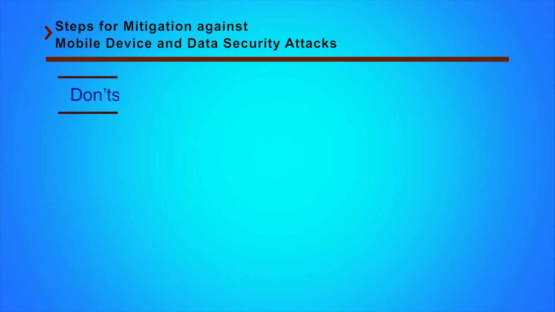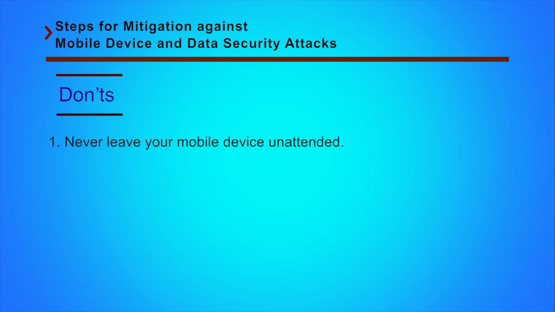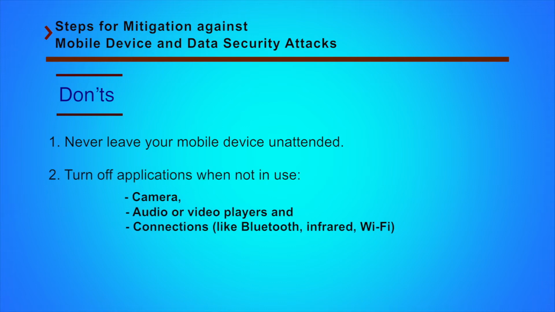Now we will discuss some points that you should avoid doing with your smartphone. Never leave your mobile device unattended. Turn off applications like camera, audio or video players and connections like Bluetooth, infrared, Wi-Fi when not in use. Keeping the connections on may pose security issues and also cause to drain out the battery.